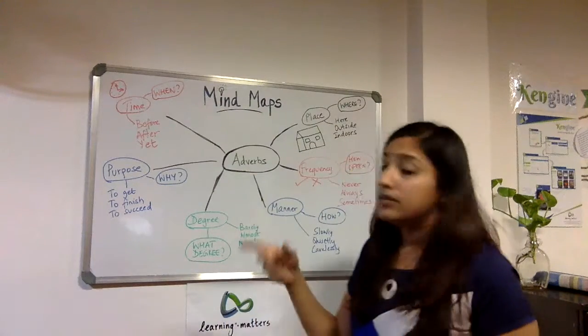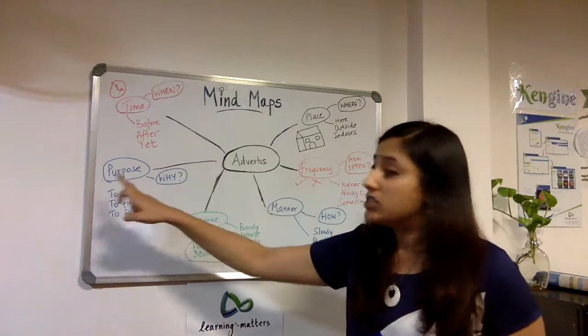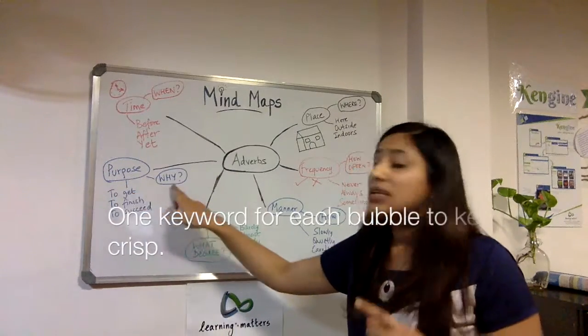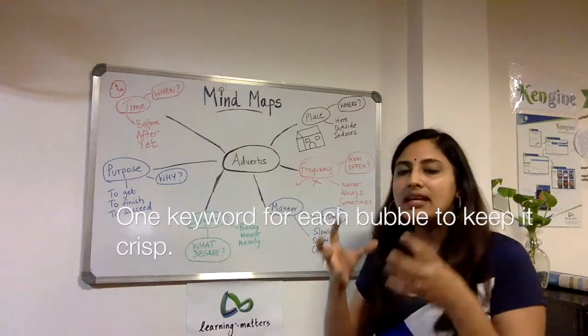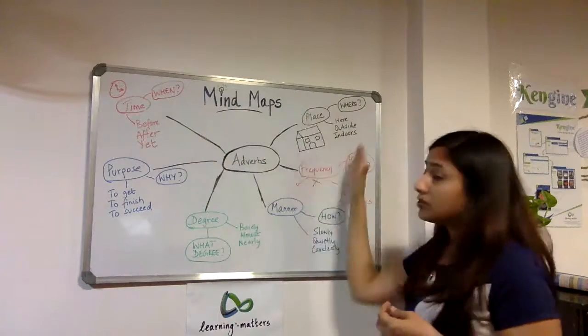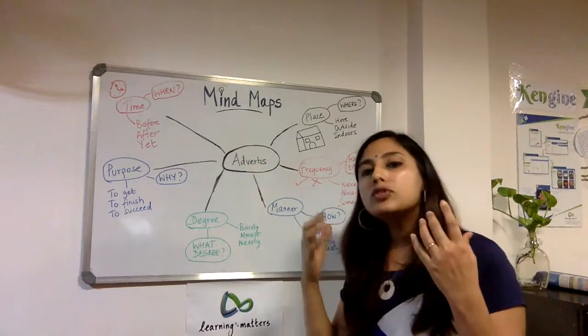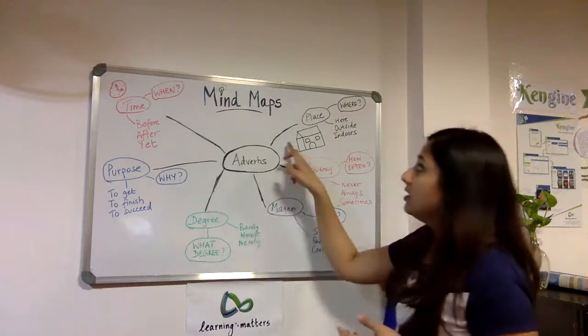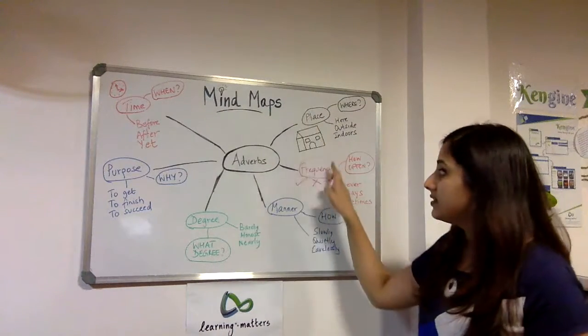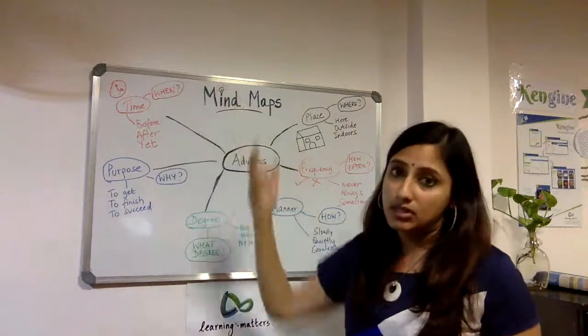And finally, another important point is that for every branch and for every bubble, remind them to use just one keyword, because that helps the mind map stay crisp and tight and helps them remember things better. So if you have large sentences or phrases in each of the bubbles, they're probably going to lose track of the information. You will see that each one of these bubbles has just one word in it: adverbs, place, frequency, manner, degree, purpose, time, and so on.